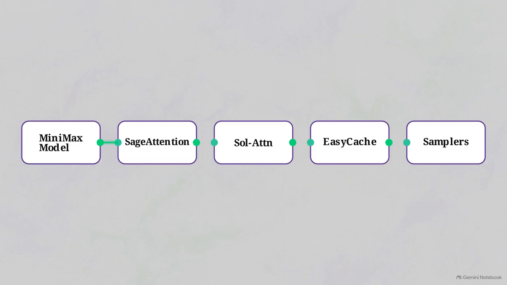Connect the model output to the Sage Attention node. Route the Sage Attention output directly into the Sol Attention patch node. Pass that output into the EasyCache node. Finally, connect EasyCache back to your samplers to complete the circuit.